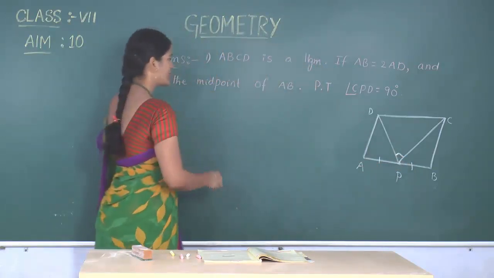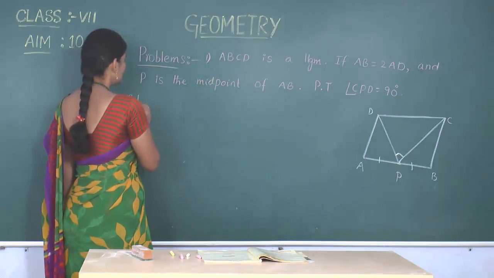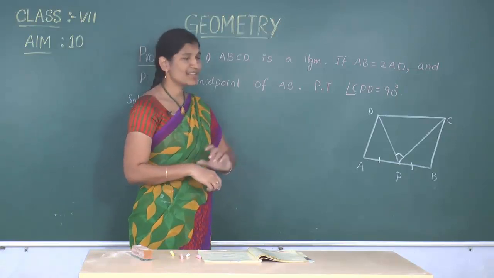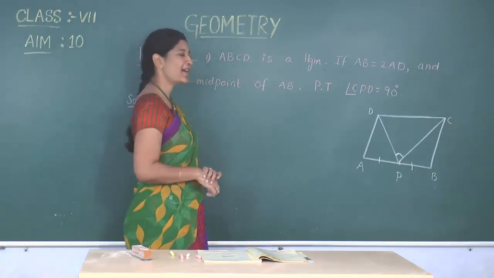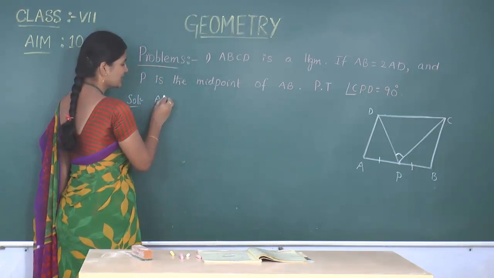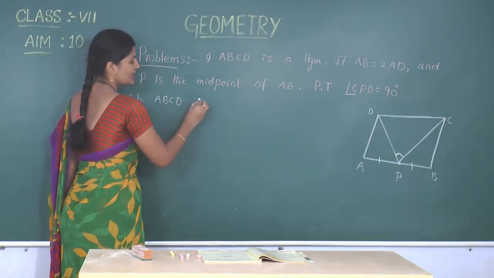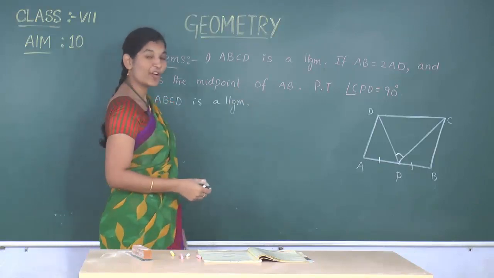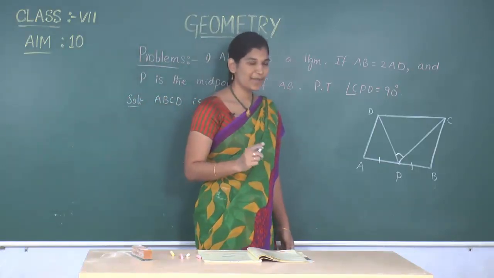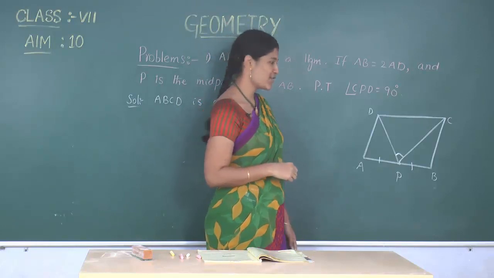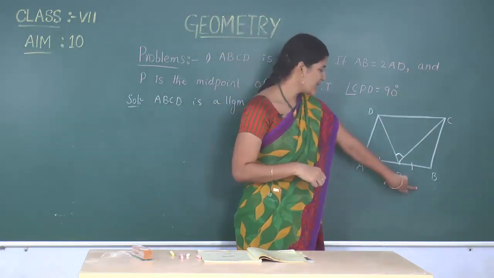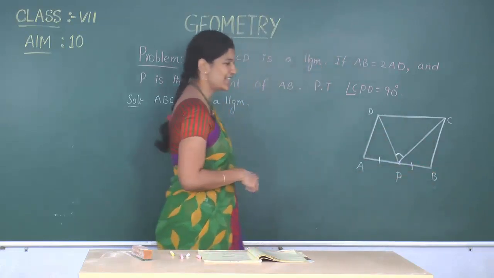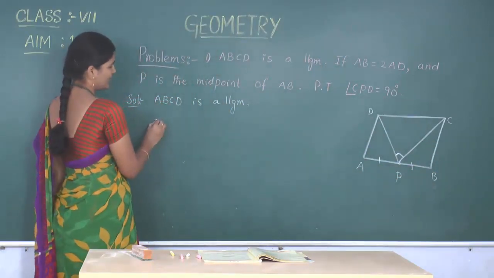Now let me solve this problem. Very easy, and we have to think logically. First of all, what is the given? ABCD is a parallelogram. What is the one of the property of parallelogram? In parallelogram, opposite sides are equal, which means AB is equal to CD, AD is equal to BC. So we can write like that.